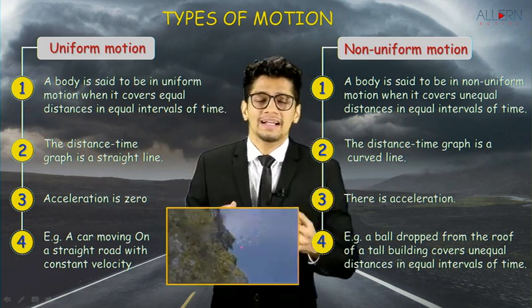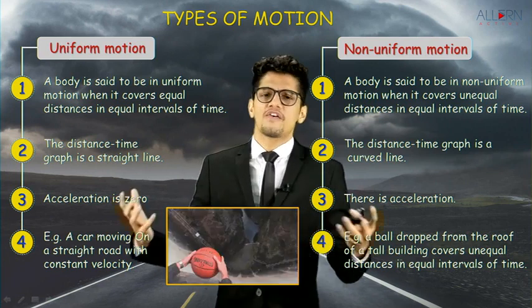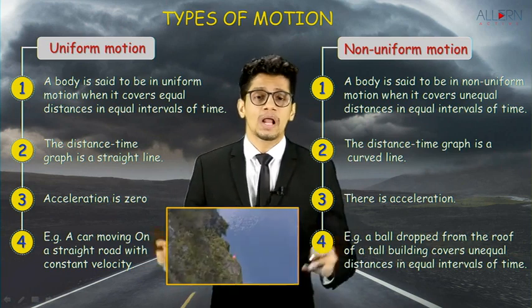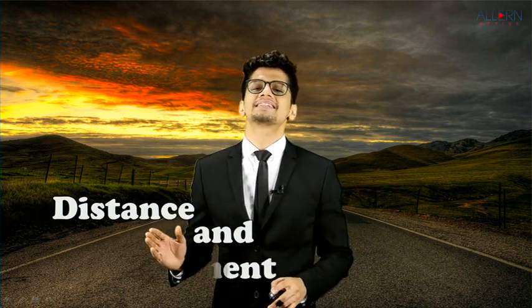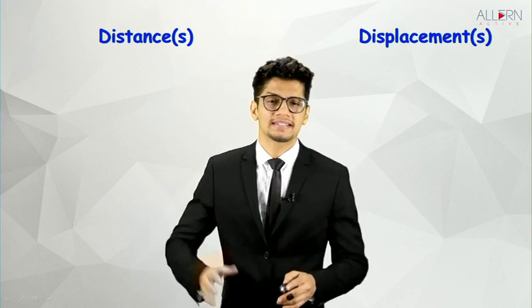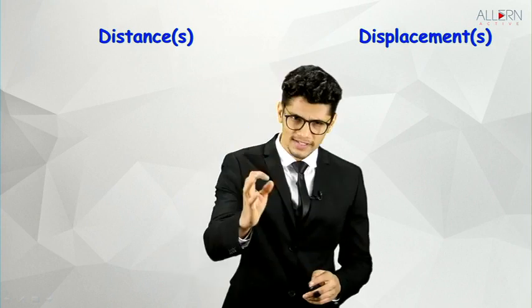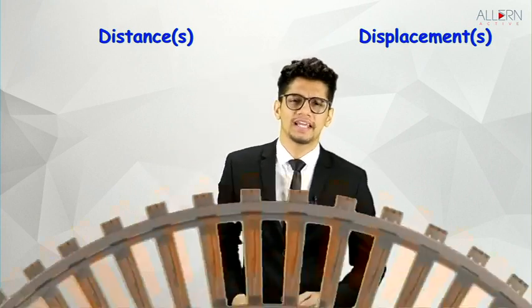So this was the distinguished, or we can say types of motion, that is nothing but uniform motion and non-uniform motion. Now after understanding this, let us understand the first two physical quantities of this chapter, that is nothing but distance and displacement. So first of all, what we should understand is that distance and displacement both are denoted by small letter s. Now let us understand distance and displacement with the help of an example.